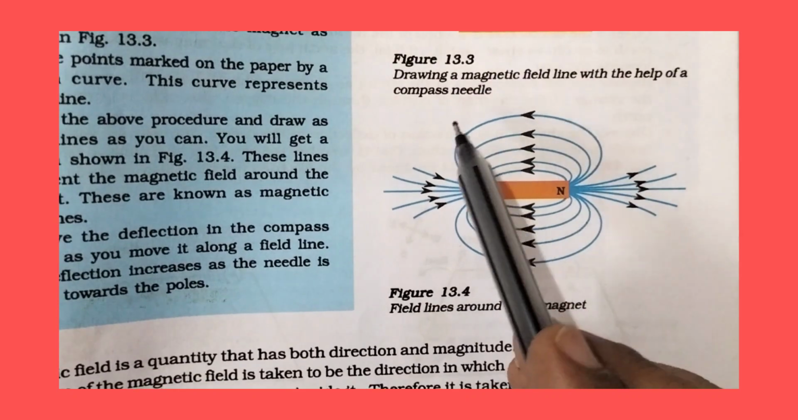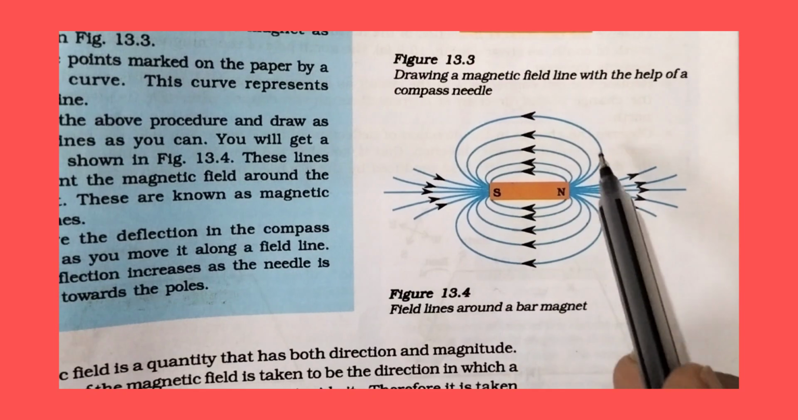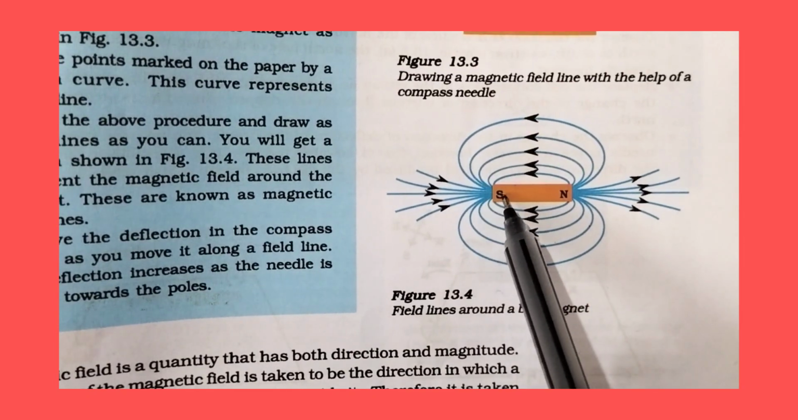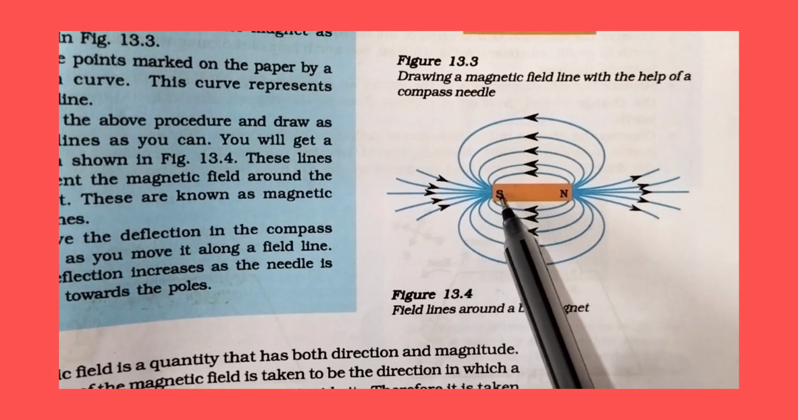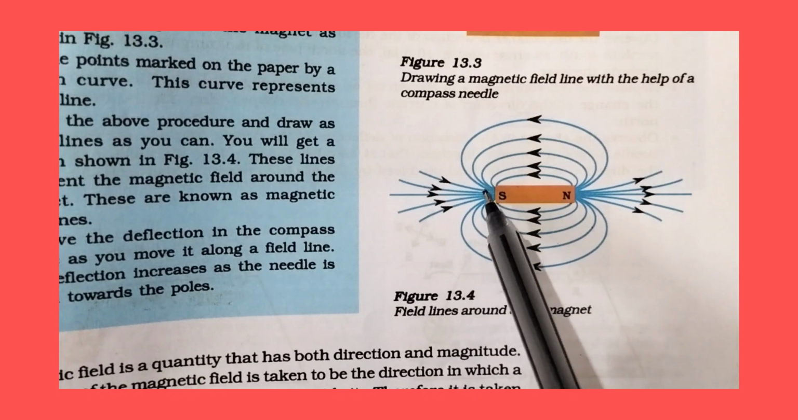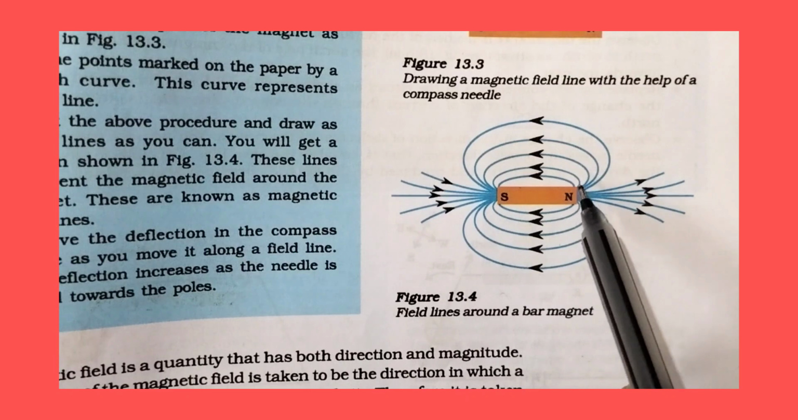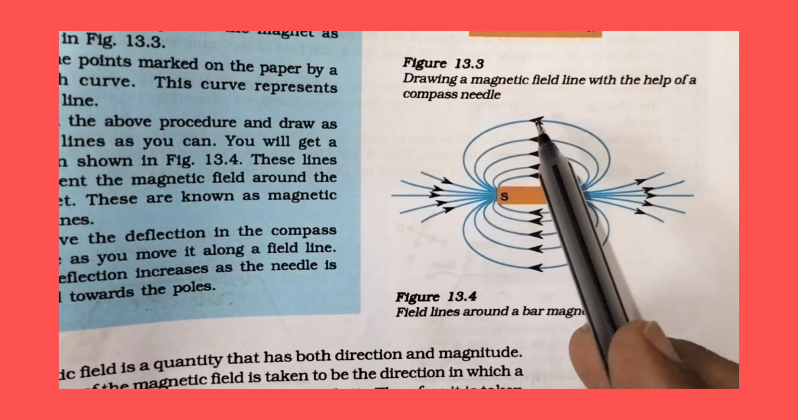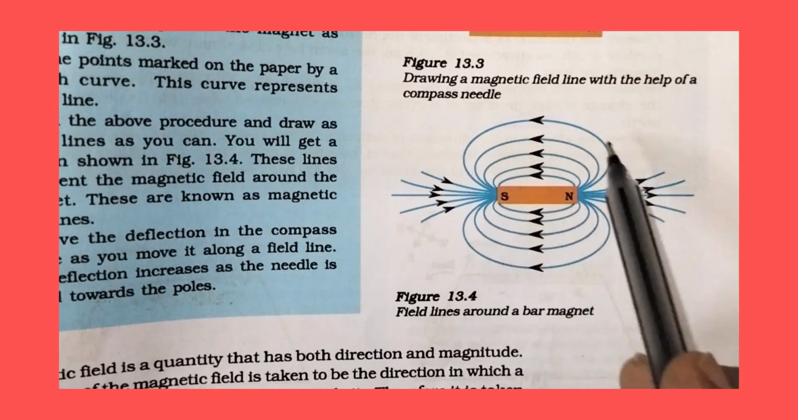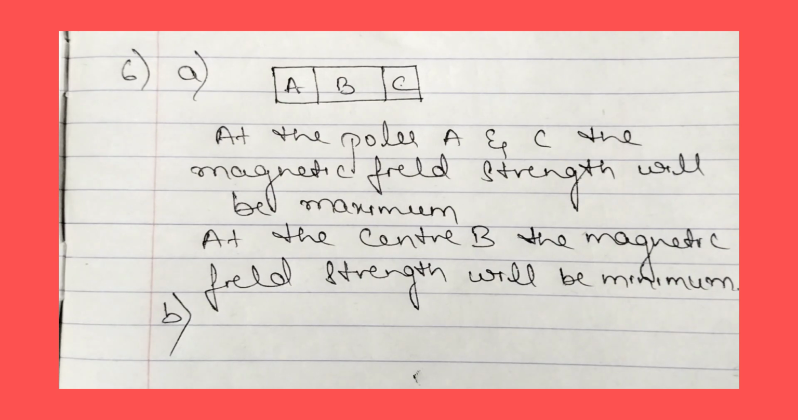This is the pattern of a magnetic field around a bar magnet. Around a bar magnet, the magnetic field lines always emerge from north and merge at south outside the magnet, and inside from south to north. The magnetic field strength will be more at the poles than at the center. The magnetic field lines are continuous closed loops. Magnetic field lines will never intersect each other. So like this, the magnetic field lines will be there in a bar magnet.